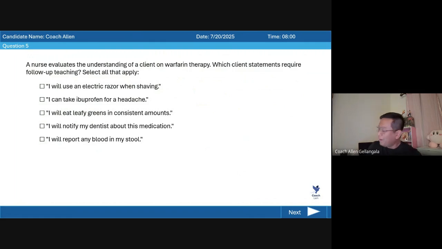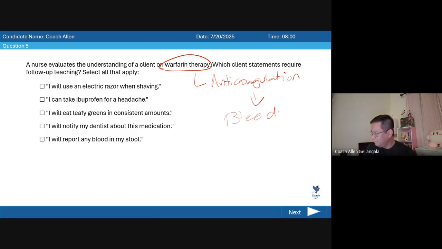Now the question is warfarin therapy. When we're talking about warfarin, we're talking about anticoagulation. So essentially, when there's anticoagulation, there's bleeding. Simple as that. So if there is bleeding, what am I going to do? This is how the question goes for anyone who is on TikTok. A nurse evaluates the understanding of a client on warfarin therapy. Which statement of the client would require a follow-up teaching? What do we need to address?